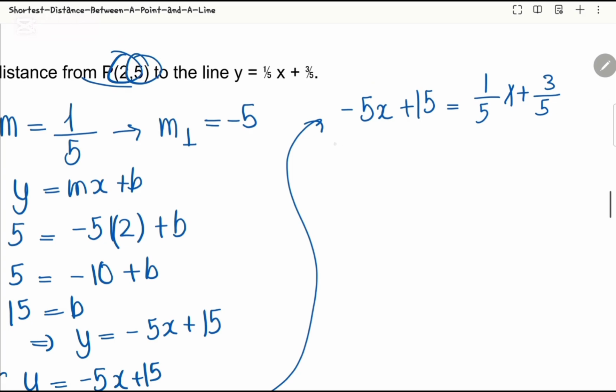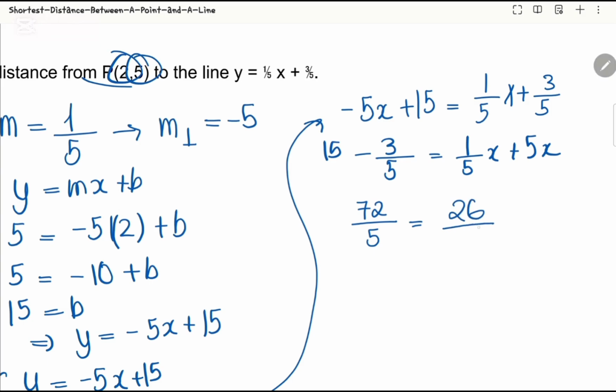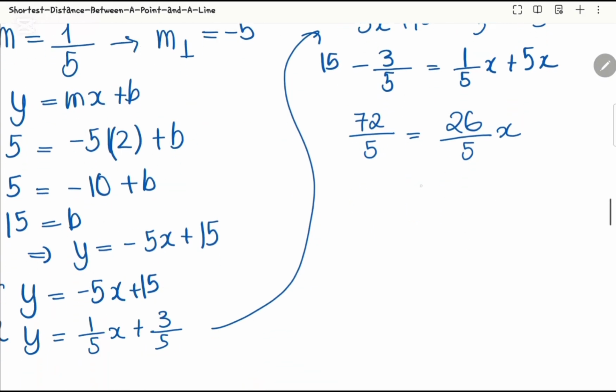Okay, we're going to move 15 minus 3/5 here, and then 1/5x plus 5x. Okay, you can just use your calculator for this part. 72/5 here, and 26 over 5 over here, divided. So you get 36 over 13.